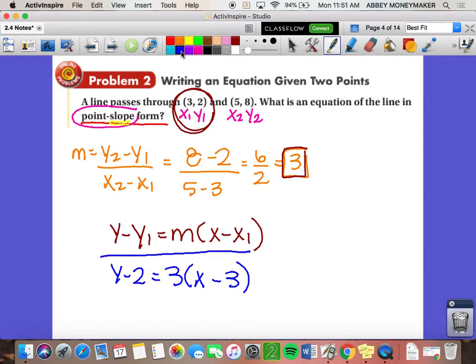And I am done. Why am I done here? Because the question asked for point slope form. If they asked for slope intercept form, I would have to then distribute. But it asked for it in point slope form, so I am done.